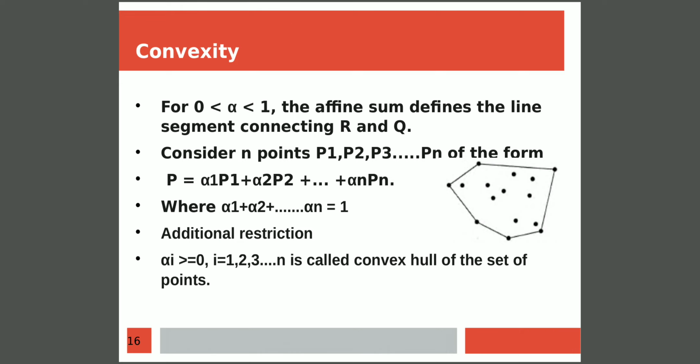Now we are going to discuss convexity for a set of points. We already know what a convex polygon is. Now we are going to define convexity for a set of points. For that, we are considering a set of n points. We'll call those points p1, p2, p3, etc.